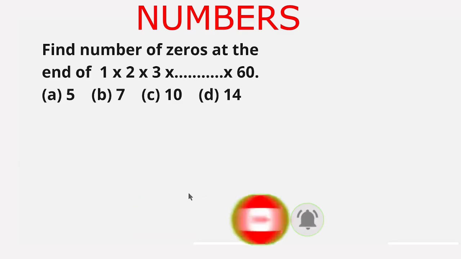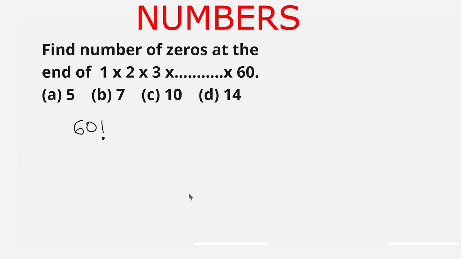1 multiplied by 2 multiplied by 3 multiplied by 4 and multiplied by up to 60 is nothing else but 60 factorial. And we have to find the number of zeros at the end of 60 factorial. This is nothing else but the power of 10 in 60 factorial, and 10 is not a prime number, so 10 is equal to 2 multiplied by 5. We know that the power of 2 will be more than the power of 5 in 60 factorial, but we need equal powers of 2 and 5 to make it 10.